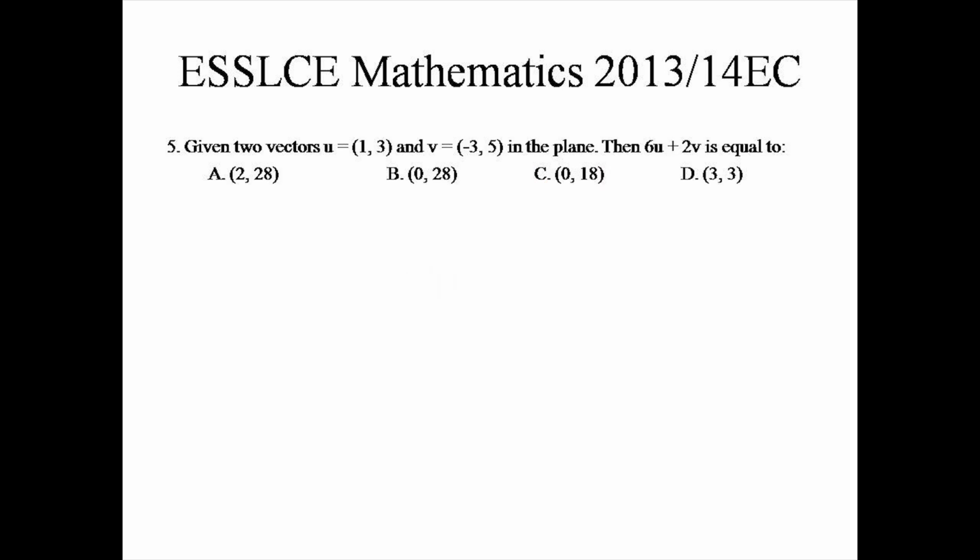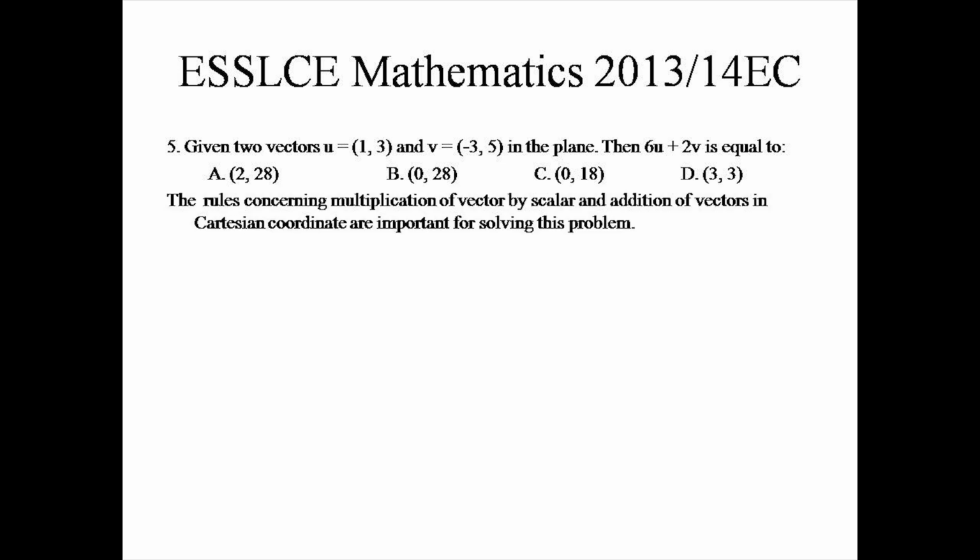Question number 5. Given two vectors u is equal to (1, 3) and v is equal to (-3, 5) in the plane, then 6u plus 2v is equal to A (2, 28), B (0, 28), C (0, 18), D (3, 3). The rules concerning multiplication of vector by scalar and addition of vectors in a Cartesian coordinate are important for solving this problem. In multiplying vector by scalar, multiply each component by the scalar.